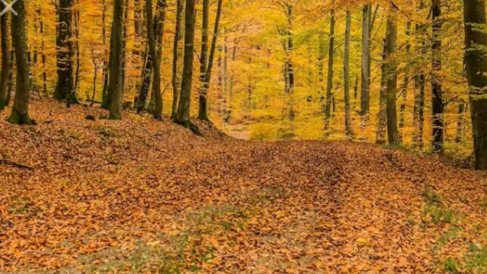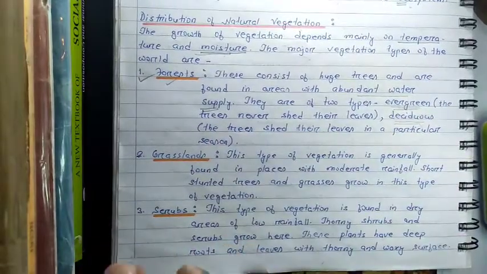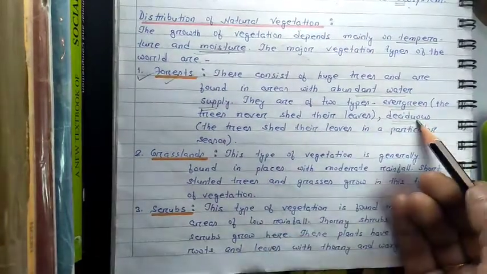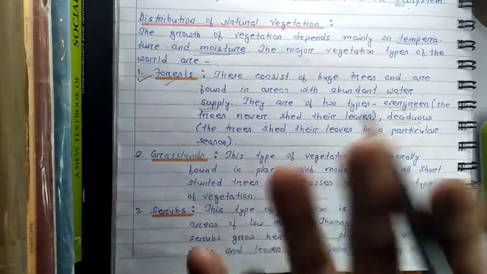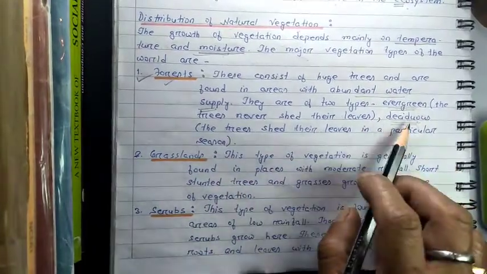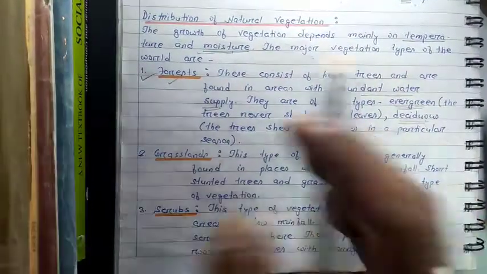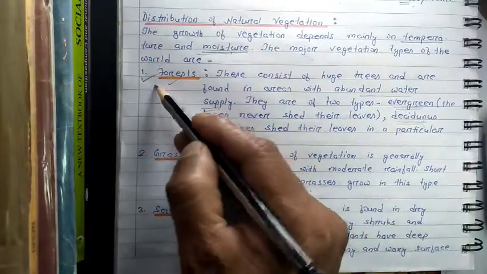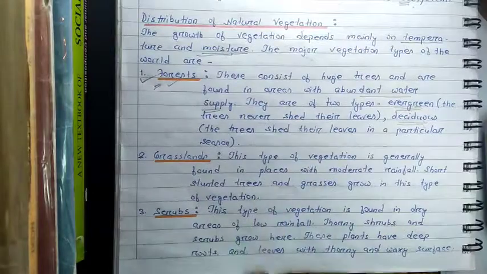The meaning of evergreen forest is that in an evergreen forest, the trees never shed their leaves. The trees remain green all the year round. That's known as evergreen forest. But in deciduous forest, the trees shed their leaves in a particular season. To retain moisture, the trees of the deciduous forest shed their leaves in a particular season, which is not so in evergreen forest. That's about the first type of vegetation, forests.